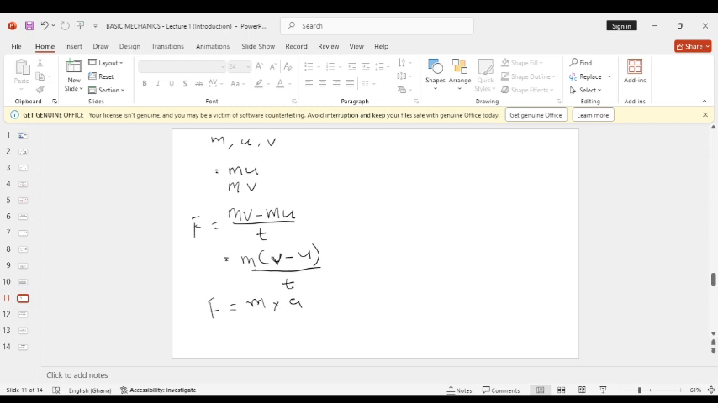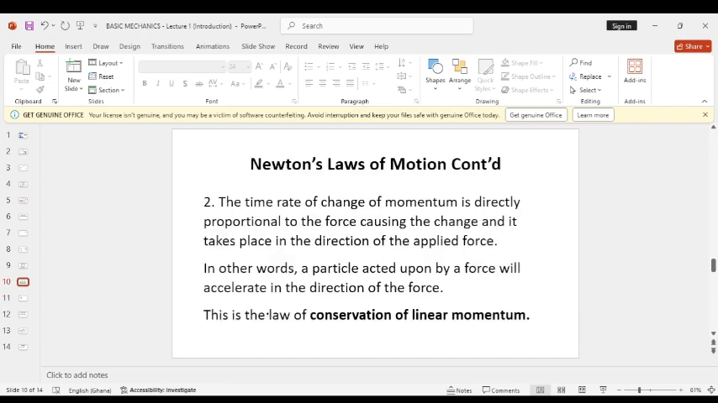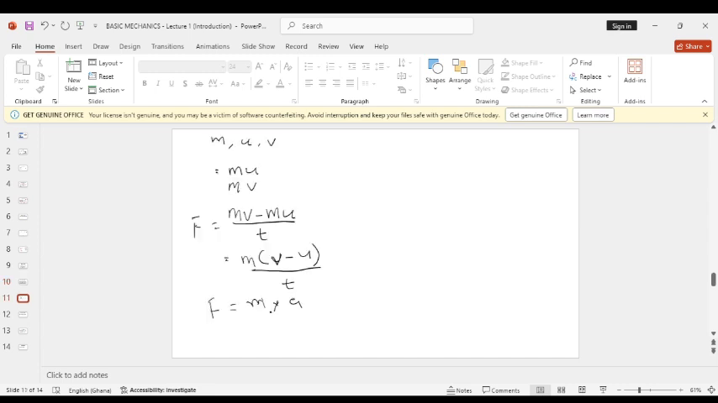So the force applied is directly proportional to the time rate of change of momentum, and it is in the direction of the applied force. Or in other words, a particle acted upon by a force will accelerate in the direction of the force. So in the previous example, if I kick the ball, then the ball will move in the direction that I kicked it. So kicking is the applied force, and it will move towards the direction that I kicked the ball. That is the second law of Newton's motion.